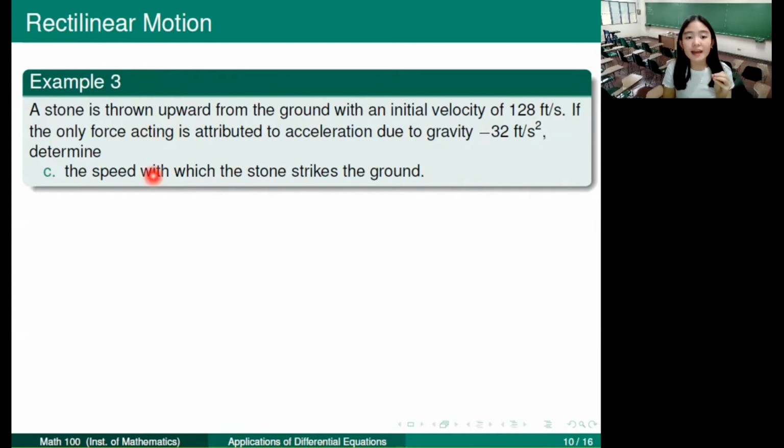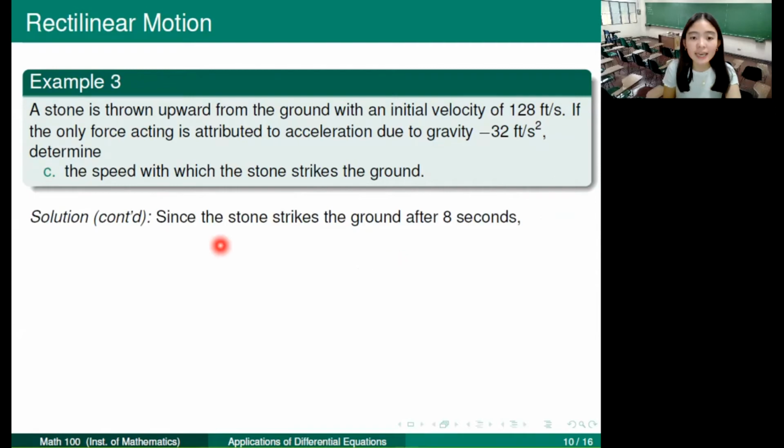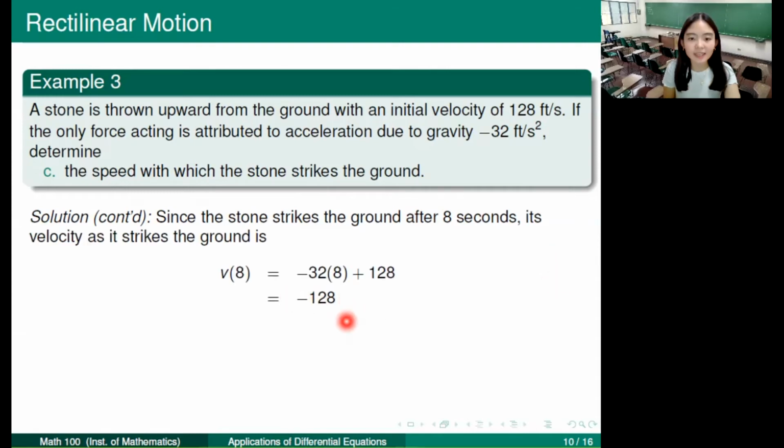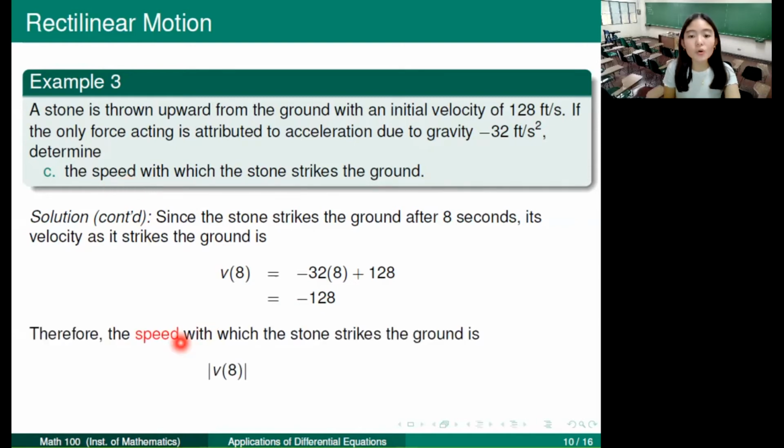So we only consider, in fact, the magnitude of the velocity. We don't consider the direction. Kaya natin kinukuha yung absolute value. So yes, substitute lang natin yung t equals 8 sa ating velocity. Again, because yung stone natin ay nag-strike ng ground after 8 seconds. This is what we get as our velocity, okay, negative 128. But what we want is the speed. So we just get the absolute value of our velocity. So doing that, we just get simply 128 feet per second. So yan yung speed ng ating stone at impact to the ground.